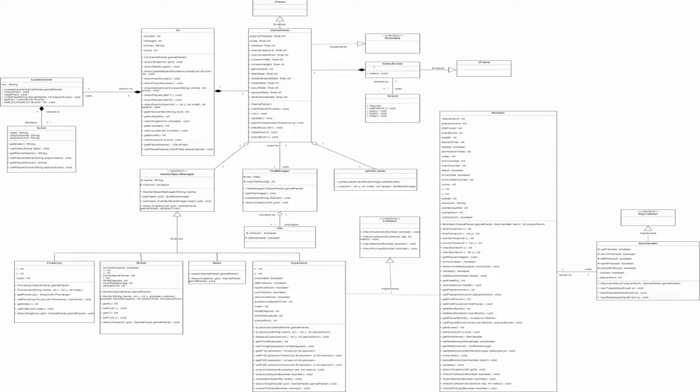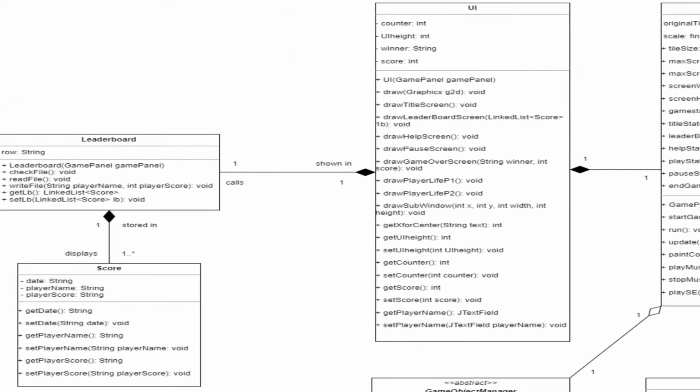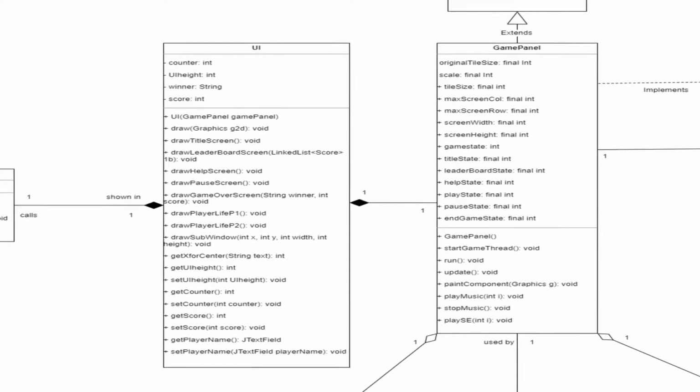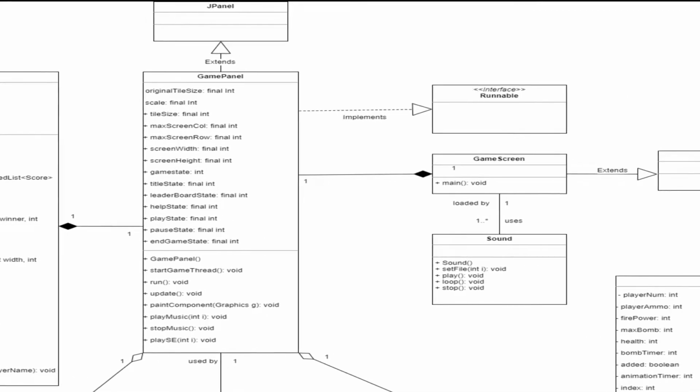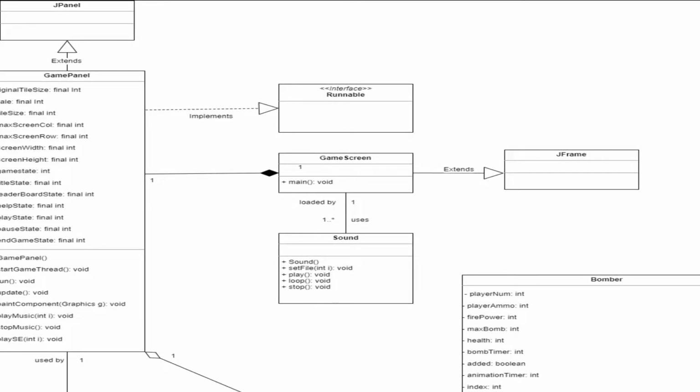So this picture shows the full UML diagram for the game. We'll be going through in detail in the following slides. Starting from the leaderboard, it has a composite relation with the score and the UI. Then the game panel also has a composite relationship between UI and the game screen. And it also implements the runnable interface and extends to the JPanel class. Then from game screen, it extends to the JFrame class and has a relation with the sound because the sound is loaded by the game screen and the game screen uses the sound.